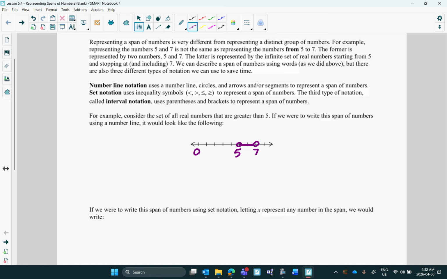Now, if you remember this from last year, we talked about hollow circles or open circles and filled in ones. Filled in, we include the numbers, right? Hollow, we don't. So if I said the numbers 5 to 7, I didn't say between 5 and 7. So that means I have to include the 2 endpoints. So that's what it looks like. That's a visual number line picture of 5 to 7.